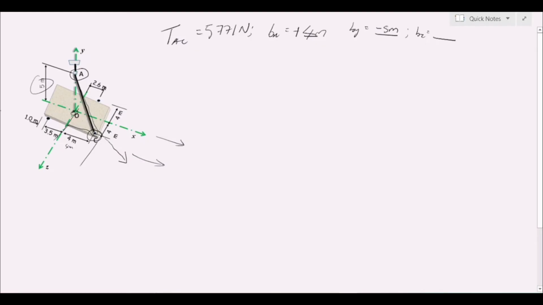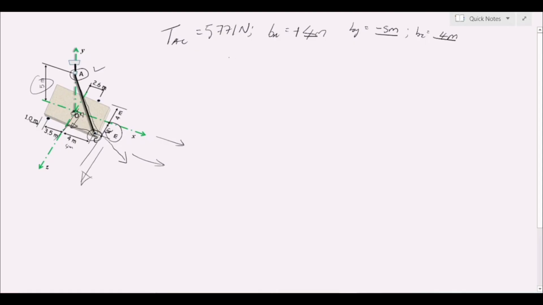And Bz, finally, if the force has moved from point A to point B in the Z direction, it would have moved along this direction, and to have moved this distance. And this dimension from what we have is 4 meters. And because it's 4 meters, we have Bz to be 4 meters. And it's the same direction. The force has moved from here to here. Obviously, the force has traveled in the positive Z axis.